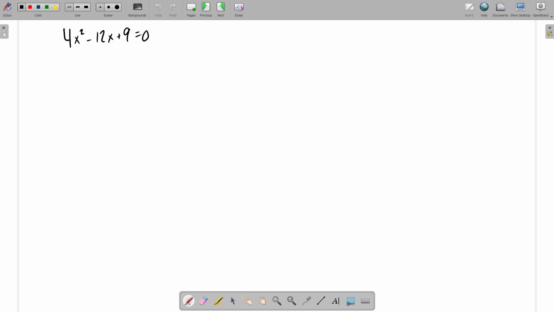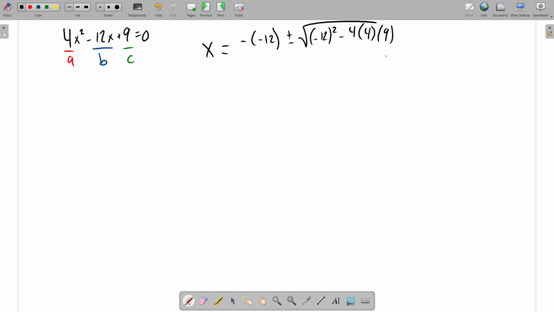Okay, we have a second example. And again, we're just going to identify what is a, what is b, and what is c, and plug them into our quadratic formula. So x is equal to negative b, and b is negative 12, plus or minus the square root of b squared, so negative 12 squared, minus 4 times a, which is 4, times c, which is 9, all divided by 2 times a.